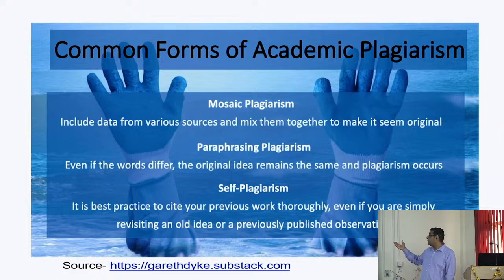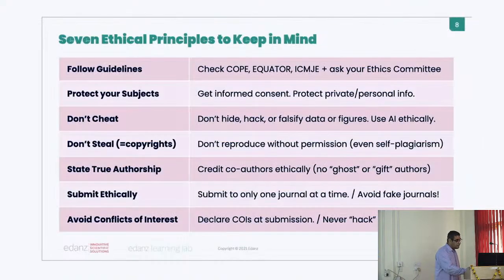Mosaic plagiarism includes data from various resources and mixes them. Paraphrasing is also very common sometimes. Then self-plagiarism, which I told you about in the beginning, is also to be avoided. Seven ethical principles to be kept in mind: follow guidelines, protect your subject, don't cheat, don't steal, state true authorship, don't submit ghost and gift authors. This is also very common. Then submit ethically, and avoid conflict of interest.